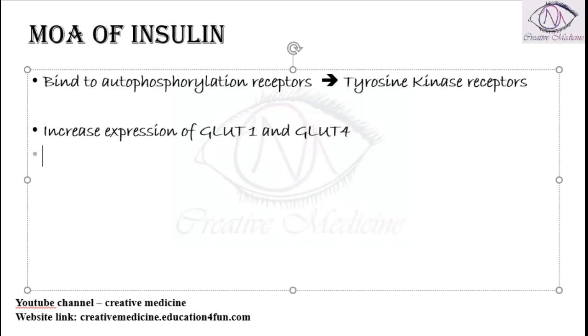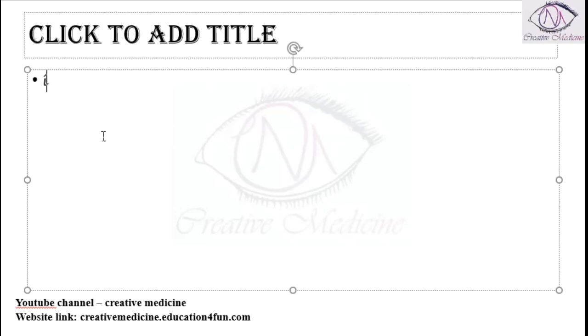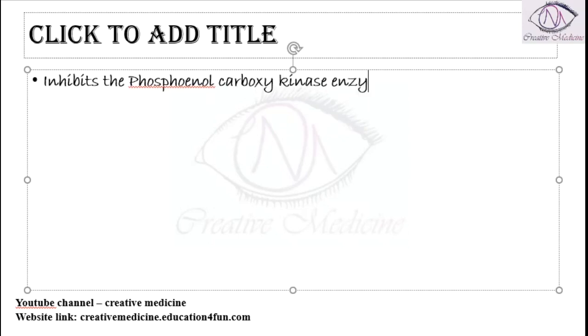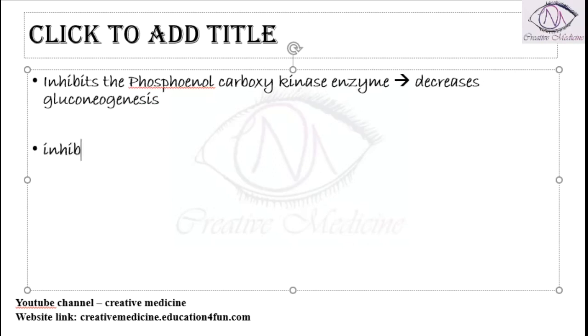And second, insulin also inhibits the phosphoenolpyruvate carboxykinase enzyme, which is part of the enzymes in gluconeogenesis. Thus it decreases gluconeogenesis. Okay, similarly insulin also inhibits the phosphorylase, which is present in the muscle and the liver.